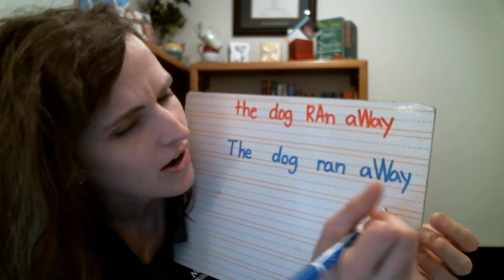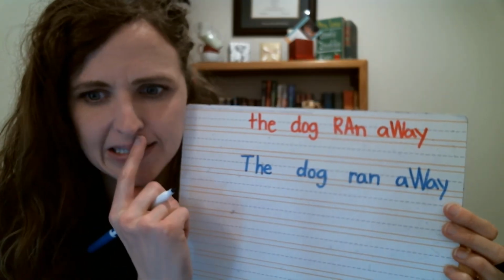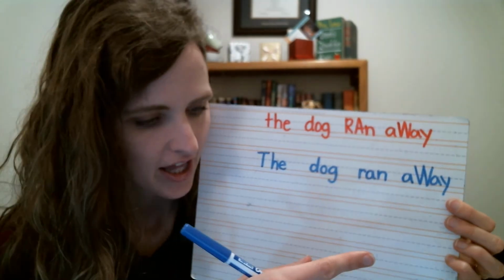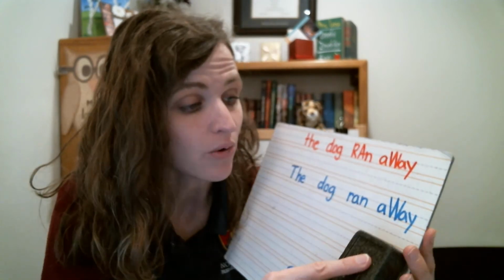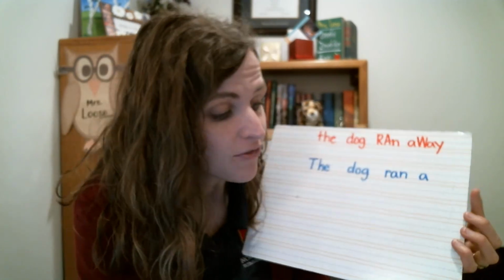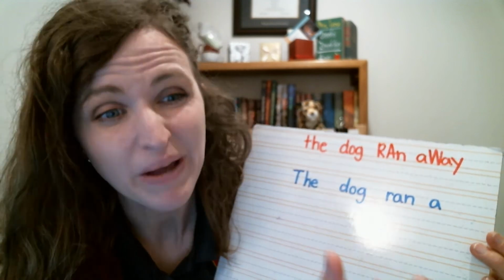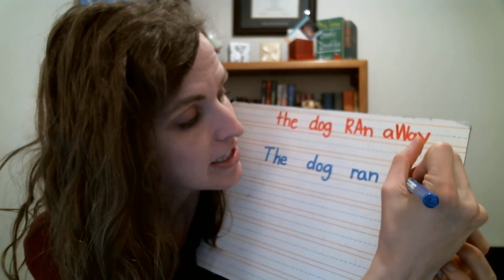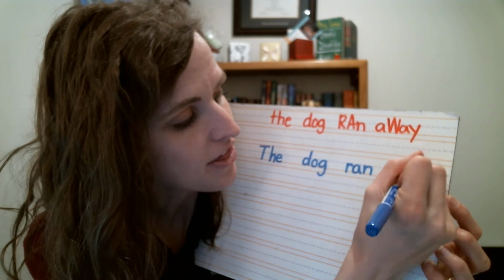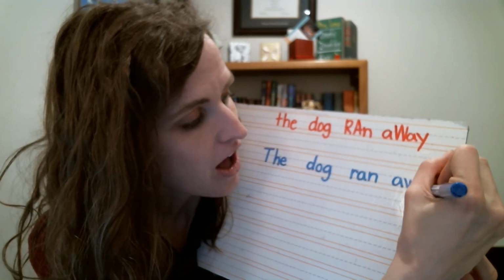A-W-A-Y. Wait, something's wrong here. This W is written too big. Big W and small w look the same. But if you write your small w too big, it becomes a big W. You need to make sure it fits in your lines and fits with the other letters around it. Away.